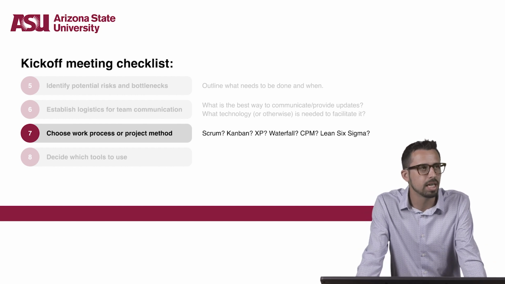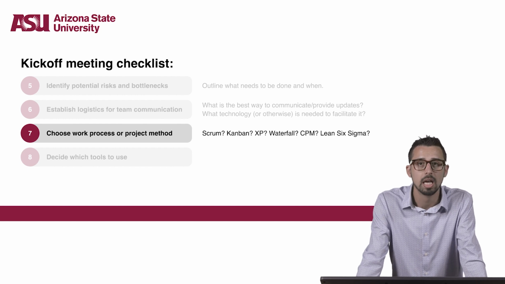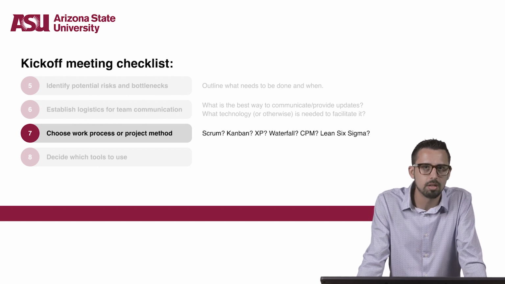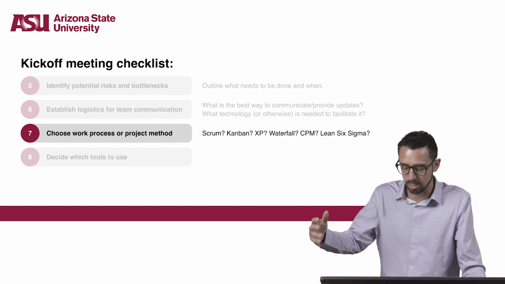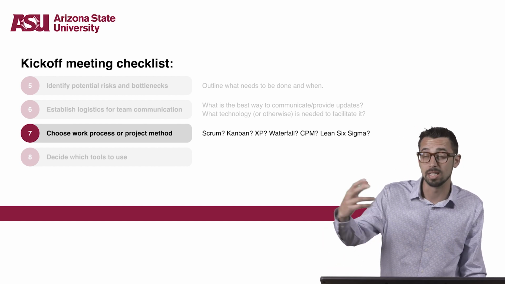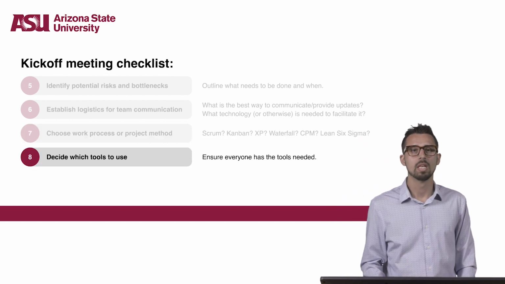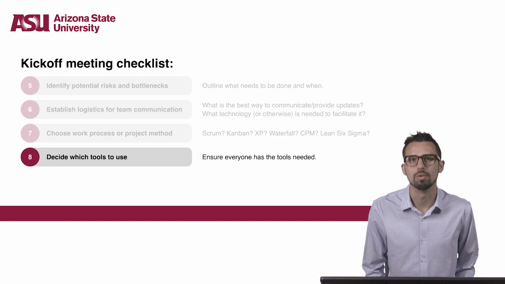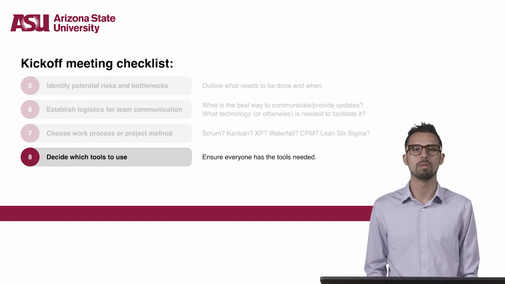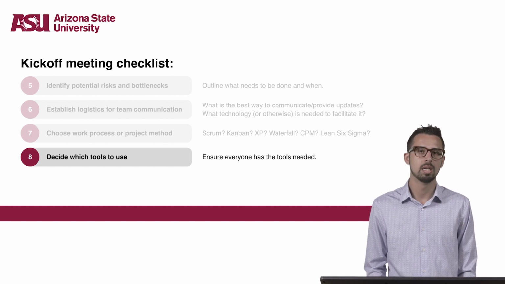Step number 7 is choosing work process or project method. Establish which methodologies and frameworks the team will follow to align work styles and experiences, and expectations. And lastly, step 8, there are so many tools on the market today, it can be a little bit difficult to figure out which one works best for the team.